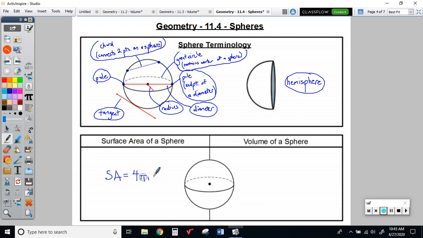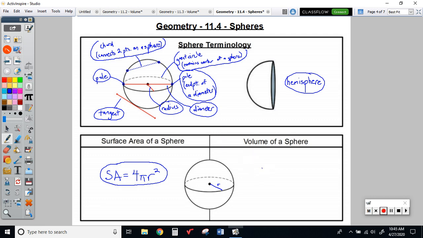It's 4 pi r squared for this one. So it's 4 circles. If you were to peel the outside of a sphere off, you would end up getting 4 pi r squared. 4 exact circles, with r being the radius, would make up the surface area, what would be painted on the outside, so to speak.